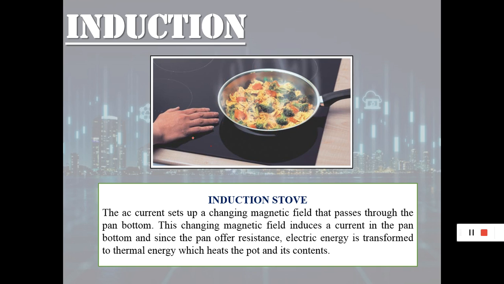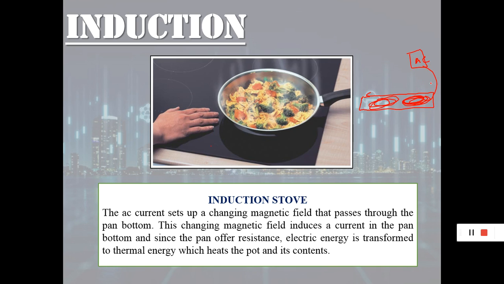This pan is a ferromagnetic material, so the food will be cooked. But although this one is hot, when you touch the stove you will feel cool, and you don't feel the hotness. Because if you open the stove, inside the stove there is a coil. Let's say this is the coil. This coil will be connected to the AC power supply.